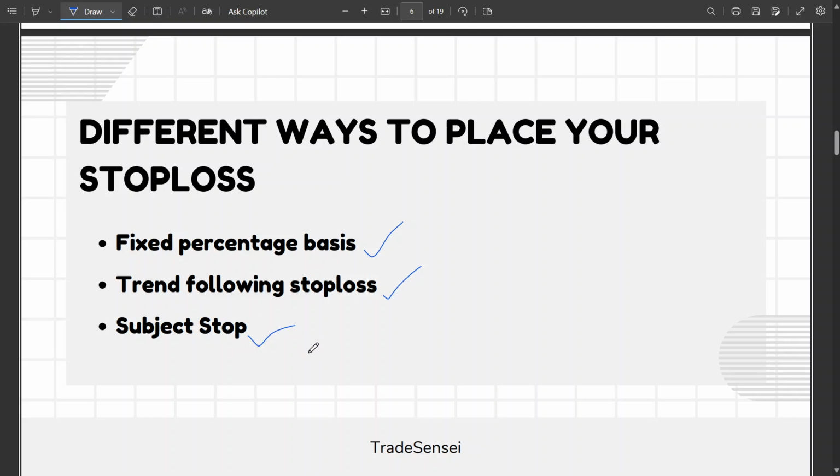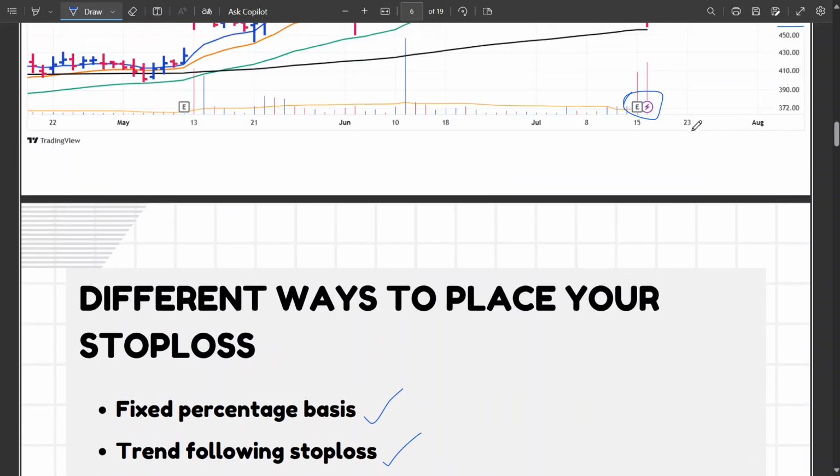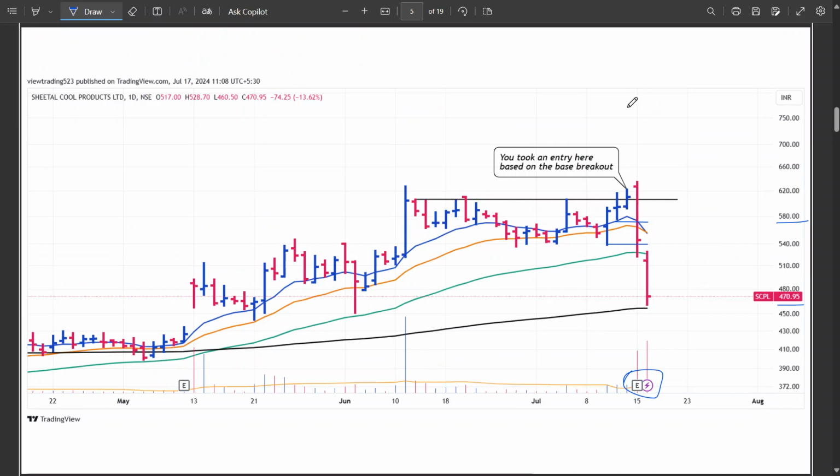Because again, it's not easy to figure out where exactly you should put your stop loss, right? Sometimes you have taken a position, the stock comes down and again starts going up, and you have missed that stock. You can't keep your stop loss very close, and you can't keep it at a very far point either, where you will be making multiple losses.